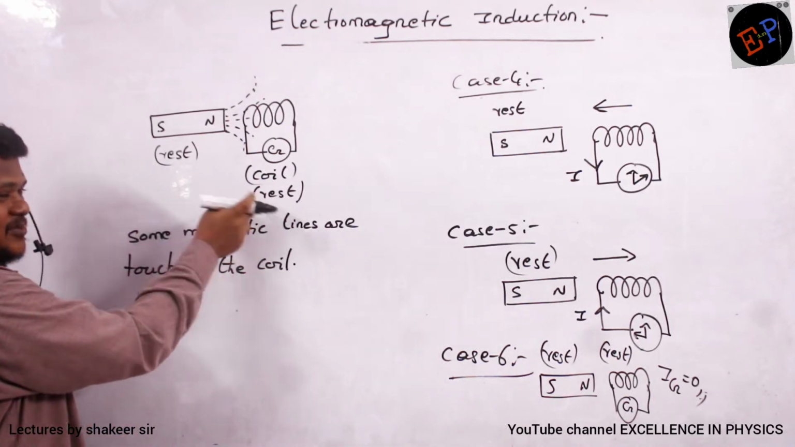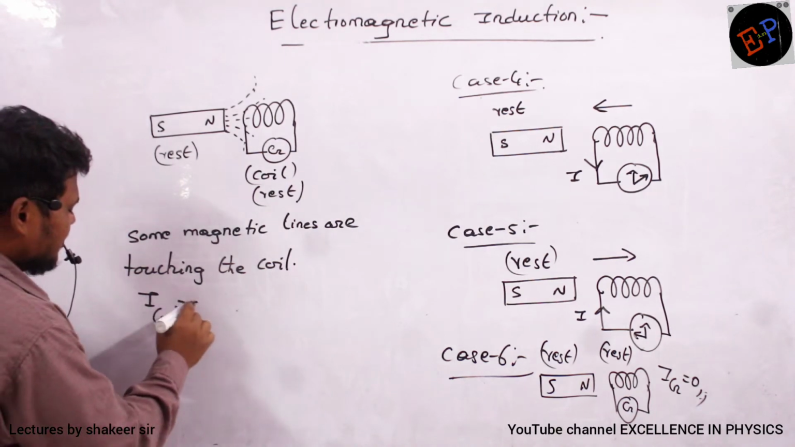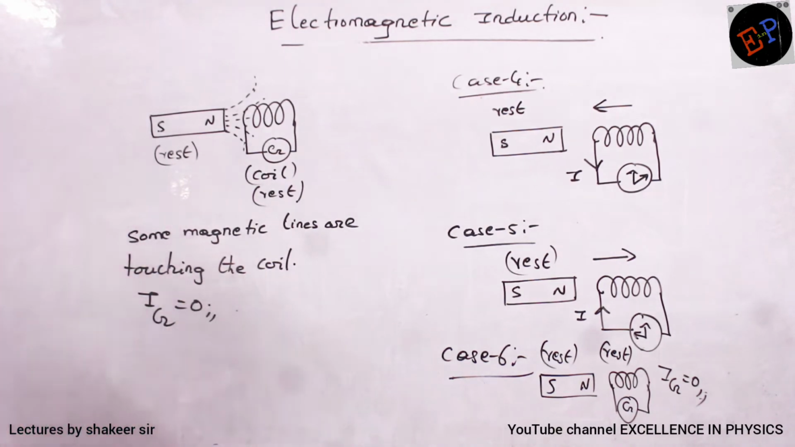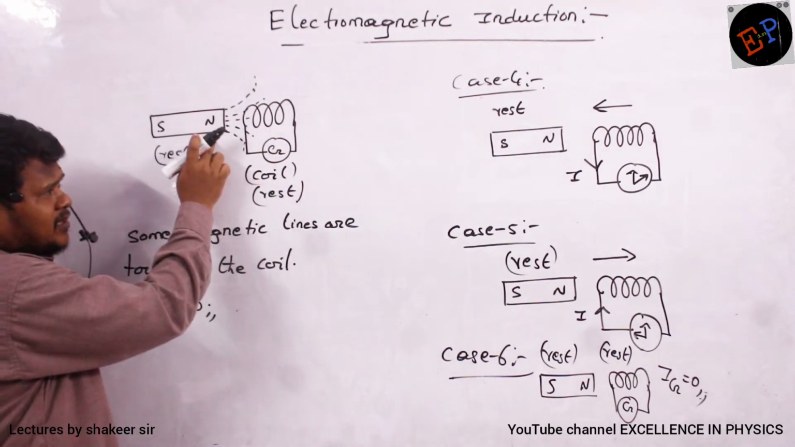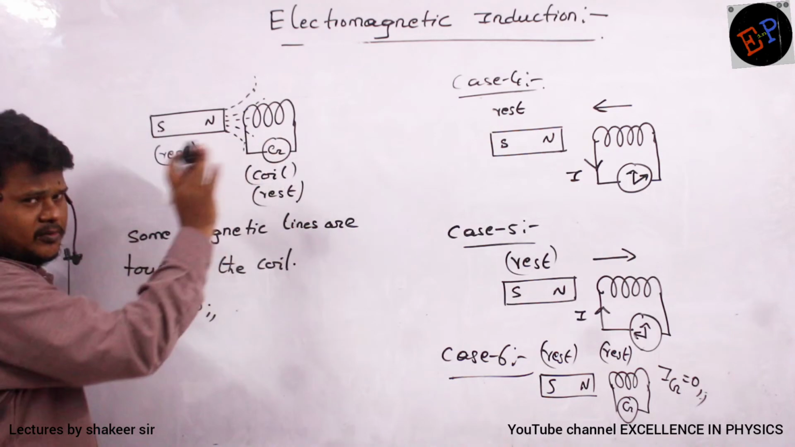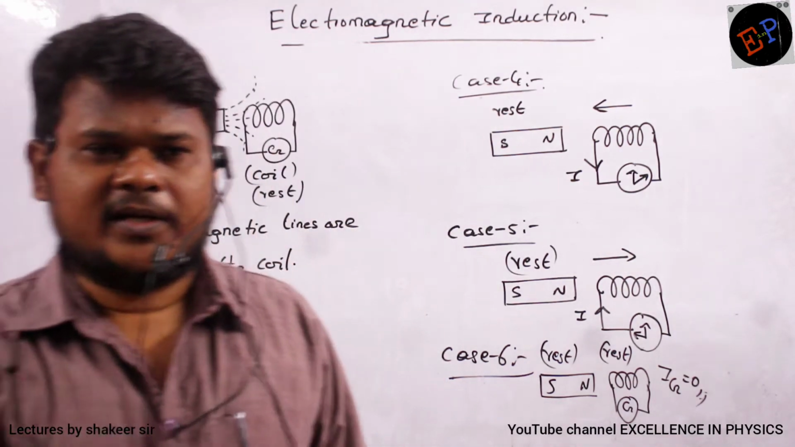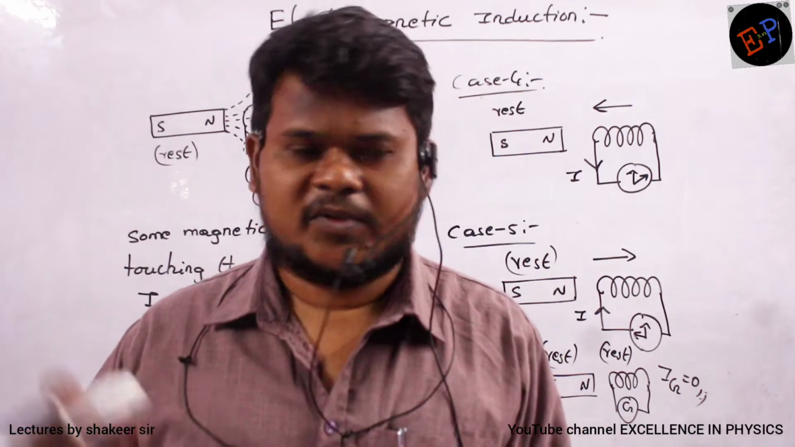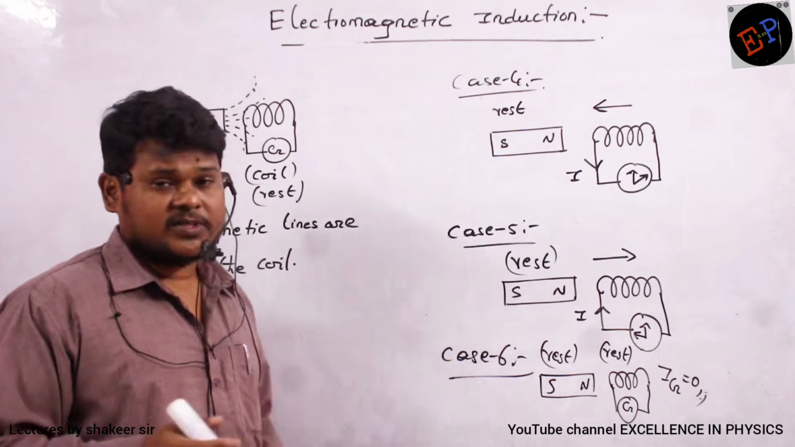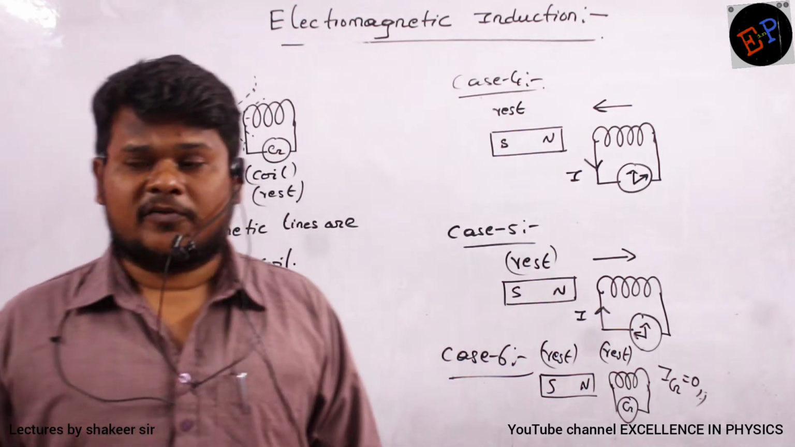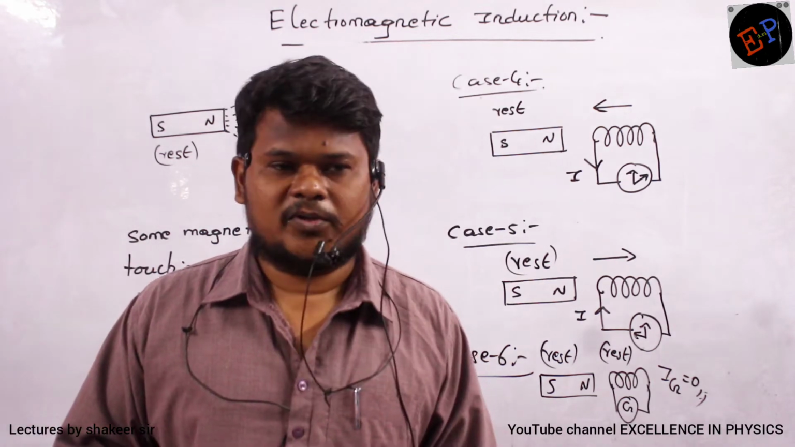Both of them are in rest position. So current is not produced. That's what we have been discussing, no? Current in the galvanometer is 0. Clear? So it means it does not depend upon whether magnetic lines are touching the coil or not. Current produced does not depend upon how many magnetic lines are touching the coil. Then in which condition is current produced? Current is produced in that condition when the number of magnetic lines which are touching the coil is changing. Are you able to understand?